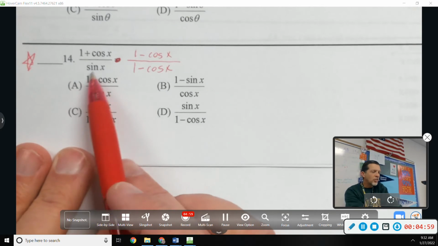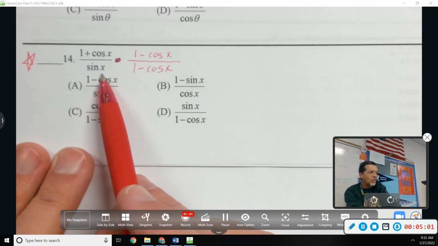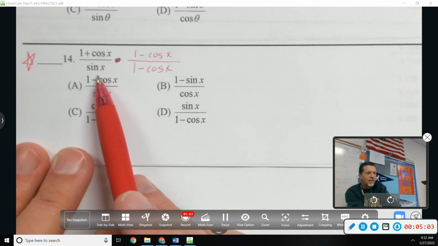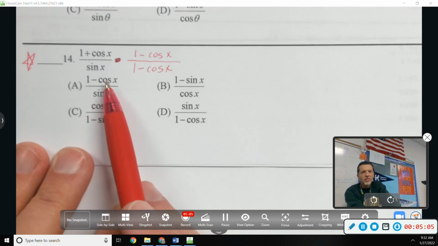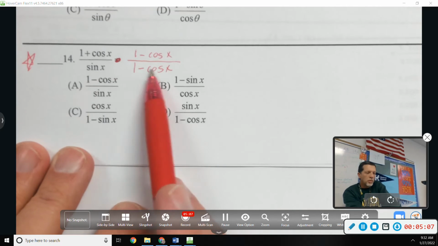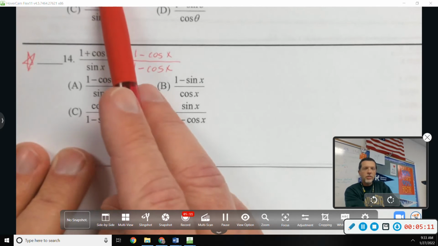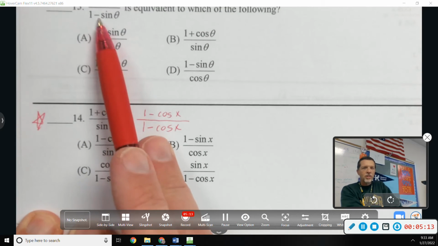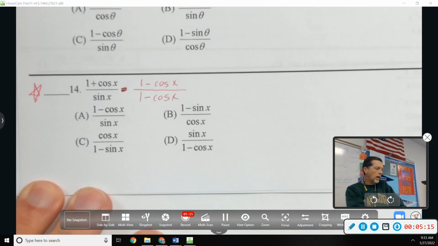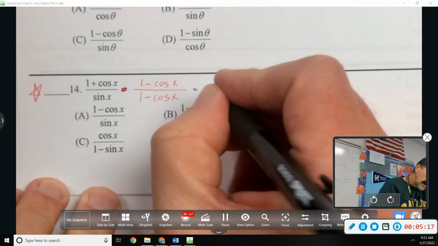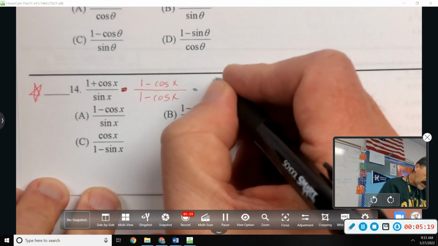If something like this shows up, there's no squareds there, so I can't use any of those Pythagorean identities. Everything's in terms of sines and cosines. I'm kind of stuck. If you multiply top and bottom by the conjugate of the top, or maybe the bottom, it looks like 13 might be the same type of question here. Then watch what happens. So we FOIL the top.